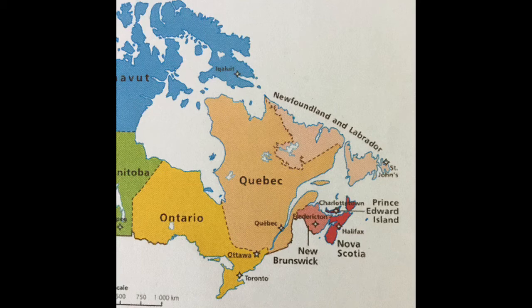Let's say these ones again. Ontario, Quebec, Newfoundland and Labrador, New Brunswick, Nova Scotia, Prince Edward Island. So students, please say the names of these provinces and territories many times to practice.